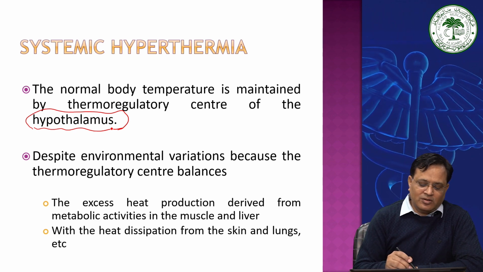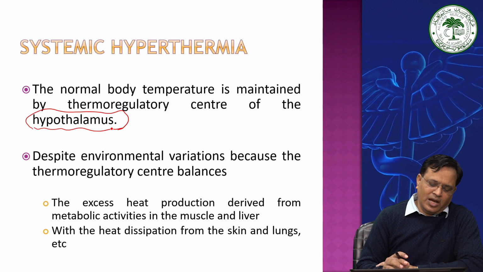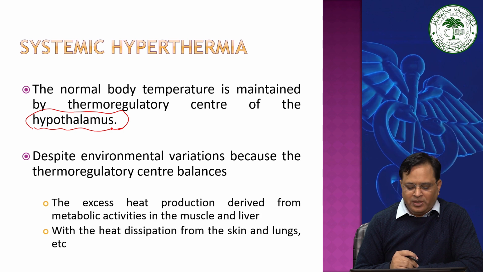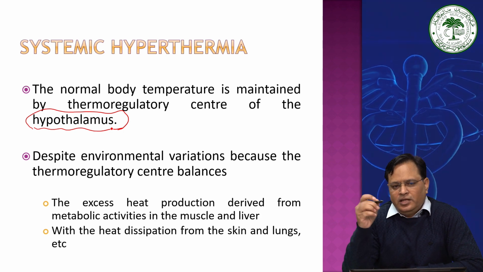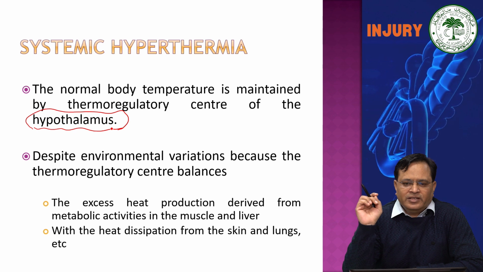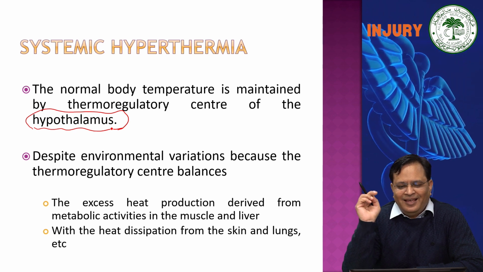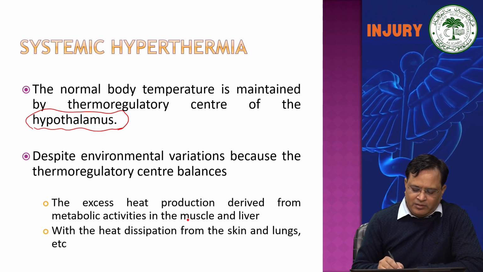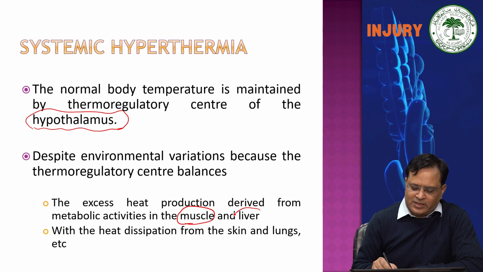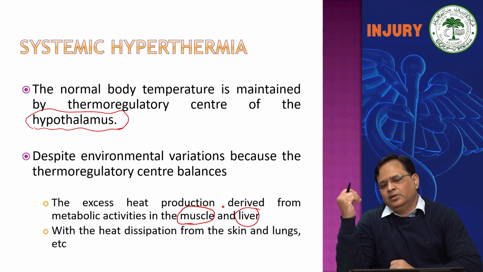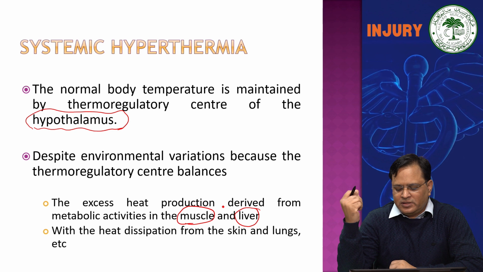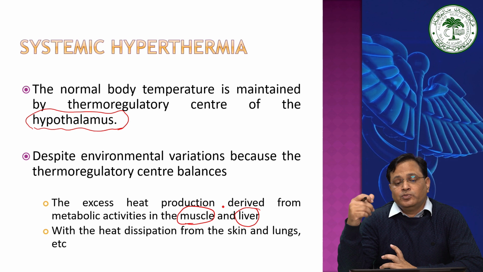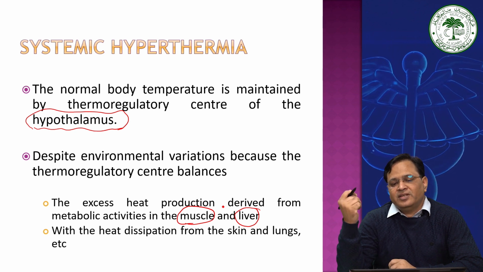So the hypothalamus is almost intact, and its input and output methods regulate the body temperature despite environmental variations. Because of the thermoregulatory center balance, excess heat production derived from metabolic activities in the muscle and liver, like excessive secretion of glucose or glucagon or muscle activity, all produce more heat, with heat dissipation from the skin and the lung.